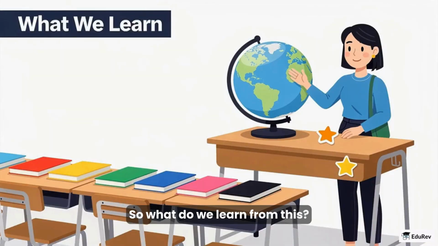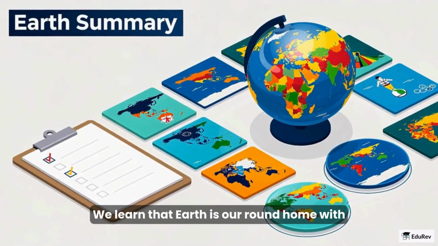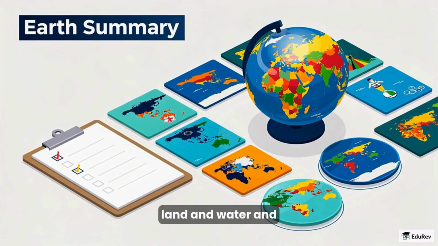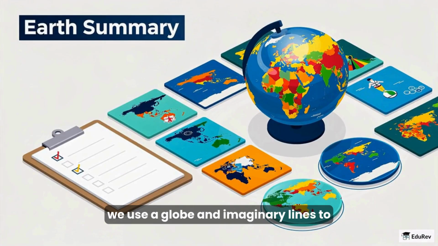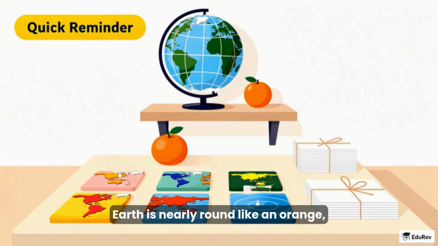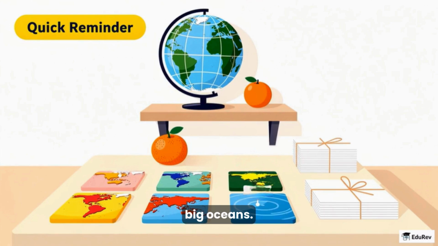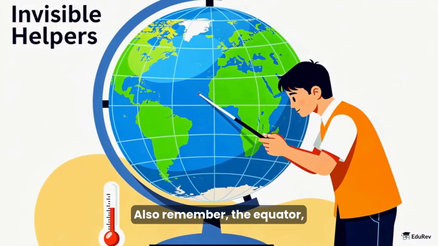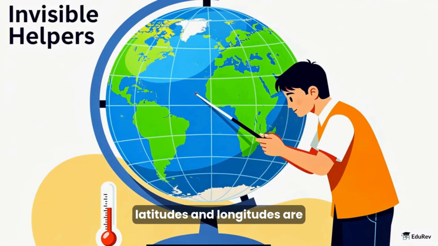So, what do we learn from this? We learn that Earth is our round home with land and water. And we use a globe and imaginary lines to find and understand places. Let us quickly remember. Earth is nearly round like an orange, has 7 continents and 5 big oceans. Also remember, the equator, latitudes, and longitudes are invisible helpers that tell us location, climate, and time.